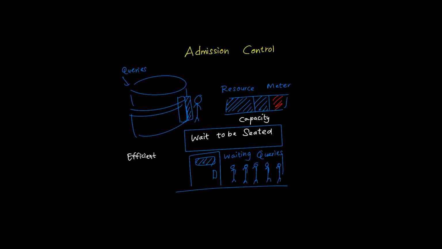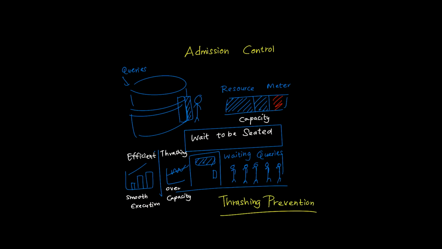By keeping the active workload within system capacity, each admitted query runs efficiently. 10 queries running well is better than 50 queries thrashing. This prevention is far superior to trying to recover after thrashing begins.